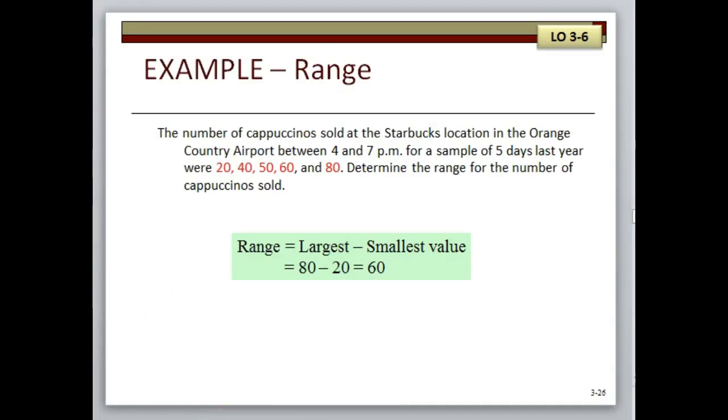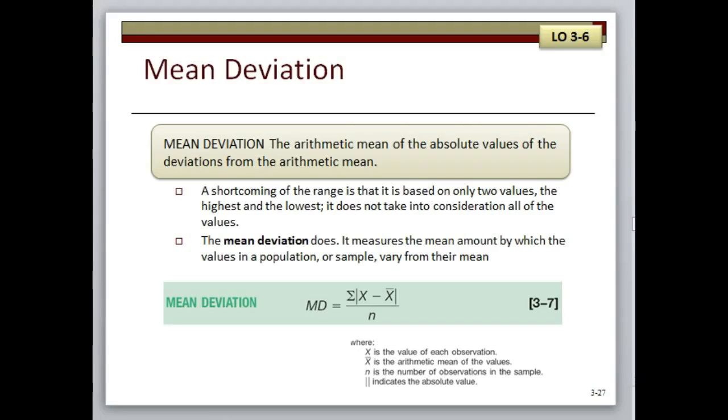As explained earlier, one of the shortcomings of the range as a measure of dispersion is that it is based only on 2 values, the lowest and the highest. It does not use all of the values. Another measure of dispersion, the mean deviation, does. It is computed by adding up the difference of each observation from the mean and then dividing the sum by the number of observations.